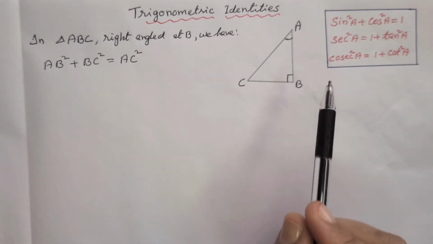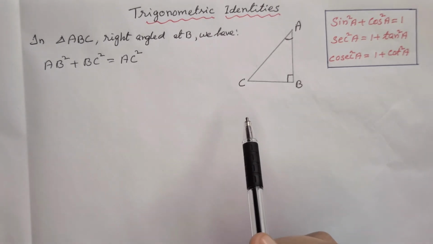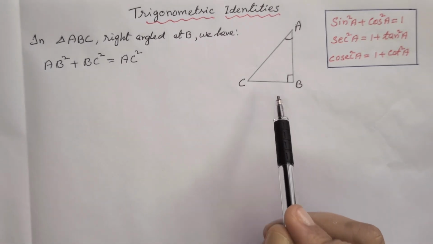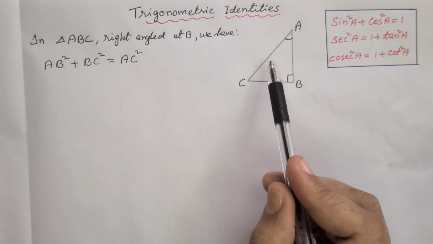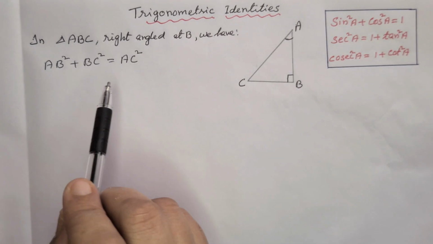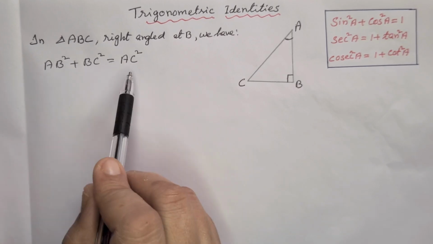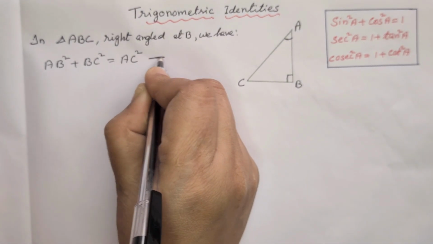Trigonometric identities. Here triangle ABC is right angled at B. We know that by Pythagoras theorem, base square plus altitude square is equal to hypotenuse square. That means BC square plus AB square is equal to AC square. This we can take as equation 1.